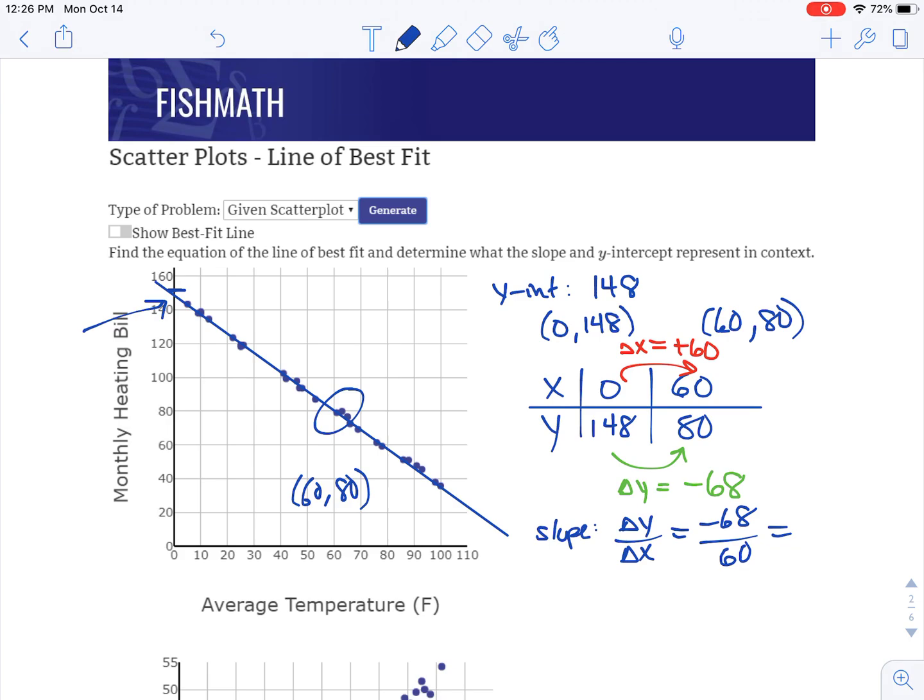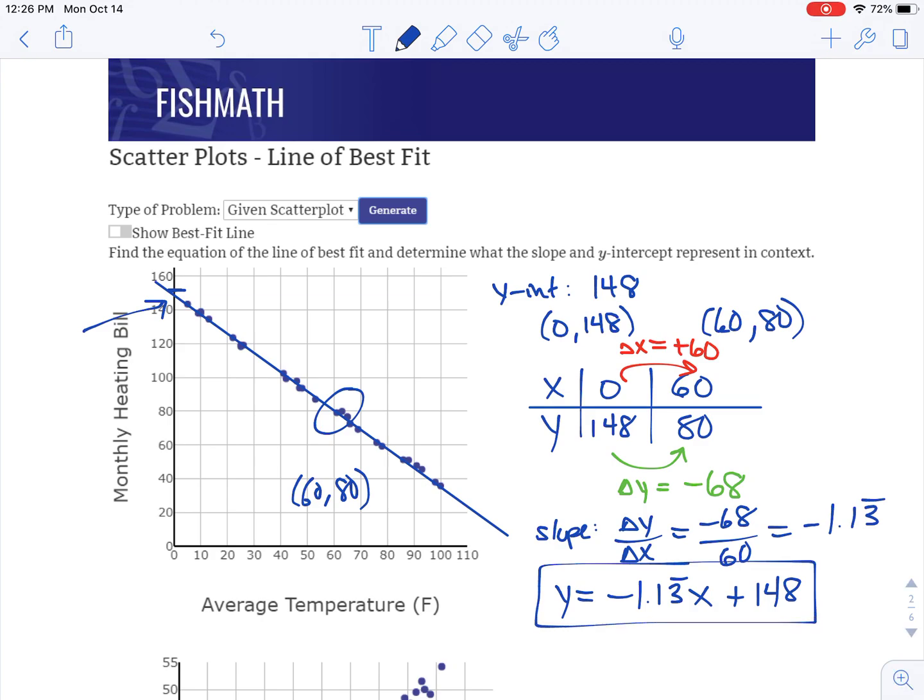Now from here, you could simplify this down. We don't necessarily have to. We could just leave it as a fraction. But if you want to make it a little bit simpler, that's fine too. I'm just going to divide these. That gives us a decimal, if you like to use a decimal, negative 1.13 repeating. And now we've got our equation: y equals the slope times x plus the y-intercept, 148. And that's how we find the equation of the line of best fit. That would be for an example going down, so this would be negative and strong for our correlation.